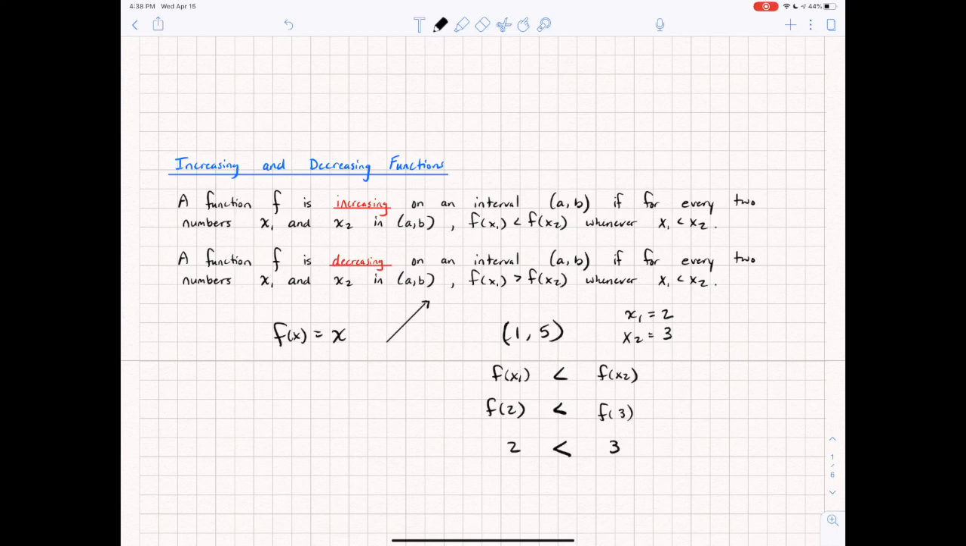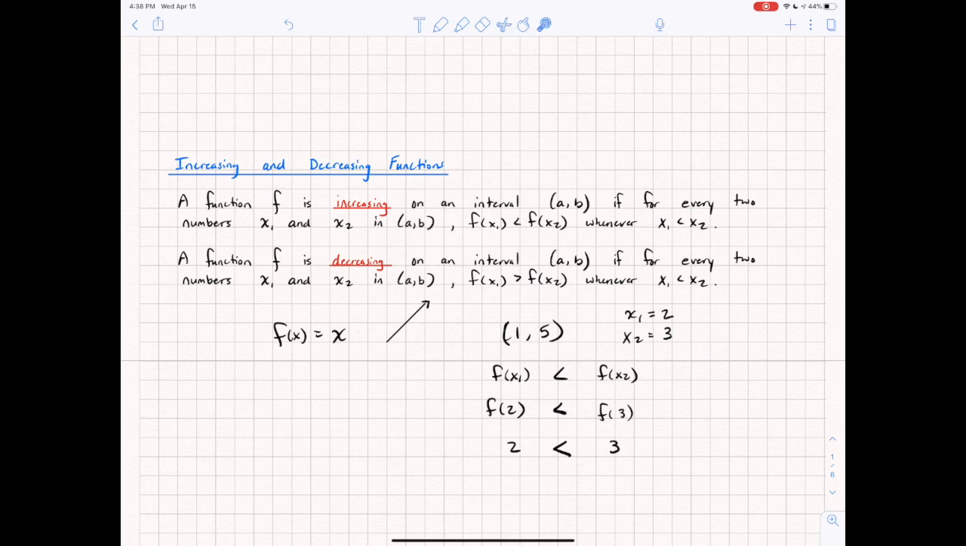Essentially what it's saying is that at this initial y value, the next one is always going to be greater. It's always going to be higher. And so we say that this function is increasing over this interval if this is true no matter the x1, x2 that you pick, so long as your x1 is less than x2.